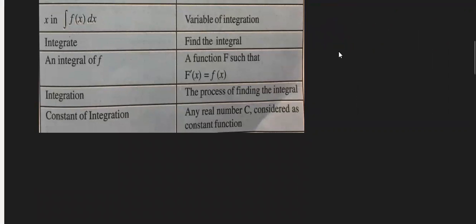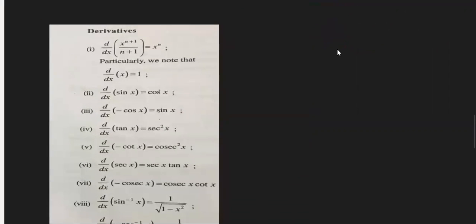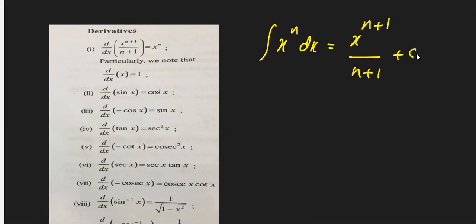We have learnt about derivative of the function. So we know many formulas related to derivative. Now, as integration is the inverse process of differentiation, we should know all the formulas related to derivatives. For example, derivative of x to the power n is nx to the power n minus 1. But under integration, if we consider integral of x power n dx, the answer is x to the power n plus 1 divided by n plus 1 plus c.